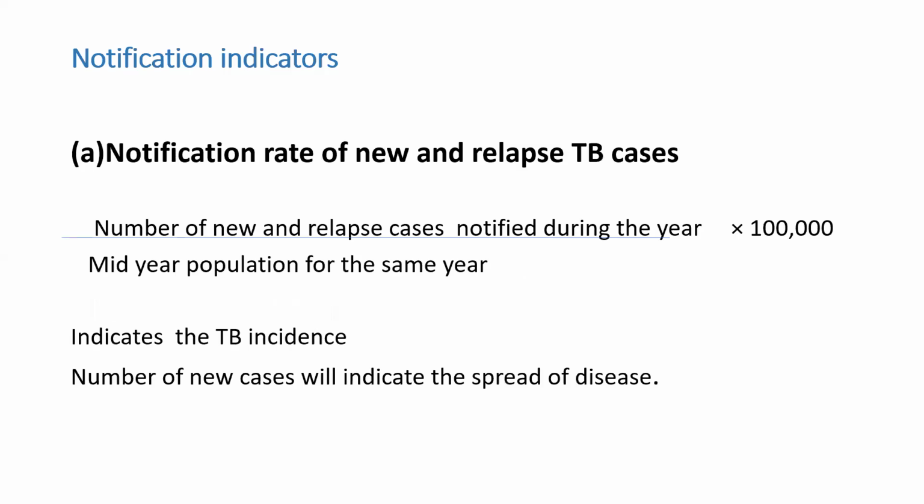But this notification rate of new and relapse TB cases is the indicator for TB incidence. So the number of new and relapse cases notified during the year, divided by the mid-year population. Both new and relapse cases are used to calculate the incidence, since they consider relapse cases a sort of new case. And for the population at risk, they consider everyone to be at risk. You can go through these types of indicators using the manual, around page 170 or so.